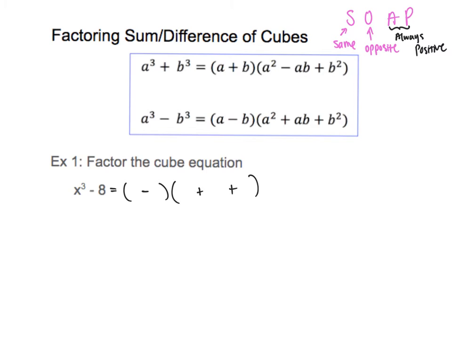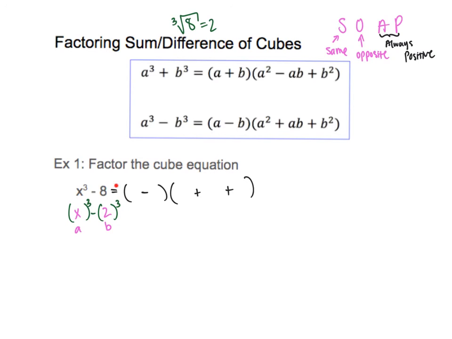So a here looks like it's your x, and it's being cubed. And so I know my a here is x. And then I have an 8 that was already cubed. So if I were to take the cube root of 8, the cube root of 8 is 2. And so I know that this here should have been a 2. That's my b. So notice that 2 to the third power would also give you an 8.